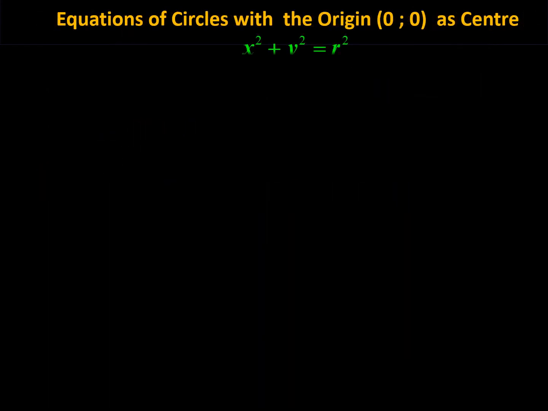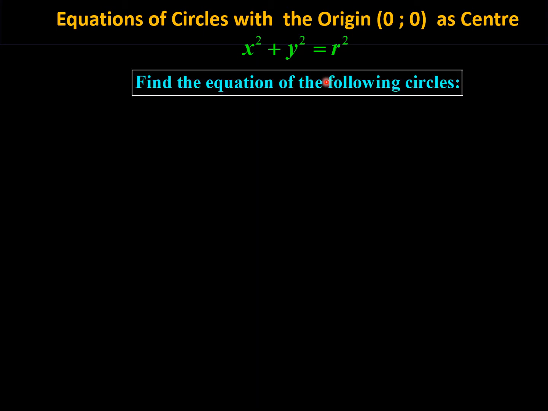Let's start off with equations of circles with the origin (0, 0), the origin of the Cartesian plane, as center of the circle. Here we have a formula that is provided to you, x squared plus y squared equal to r squared. And this is the formula that we're going to use here. So we want to find the equation of some circles. Let's start off with the first one.